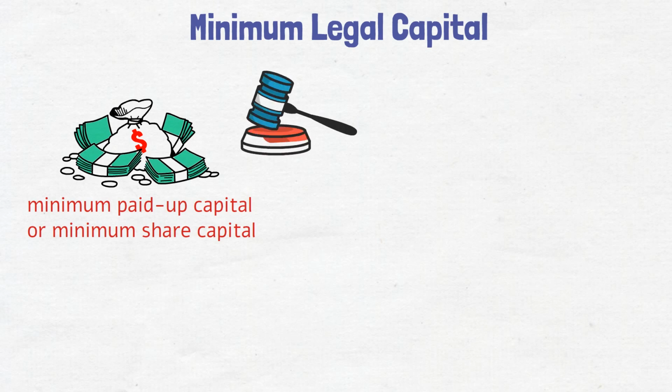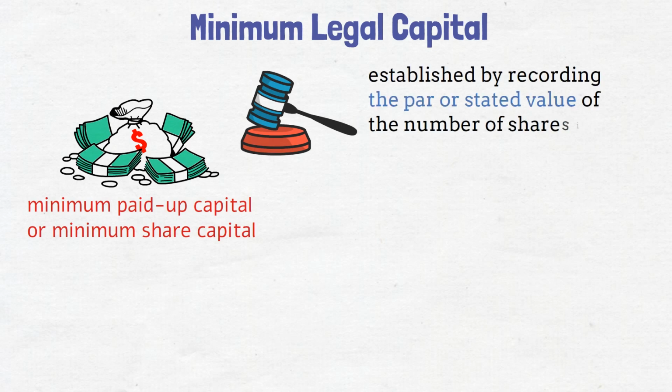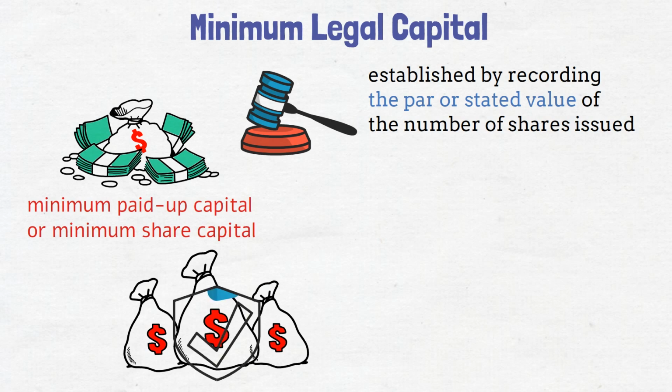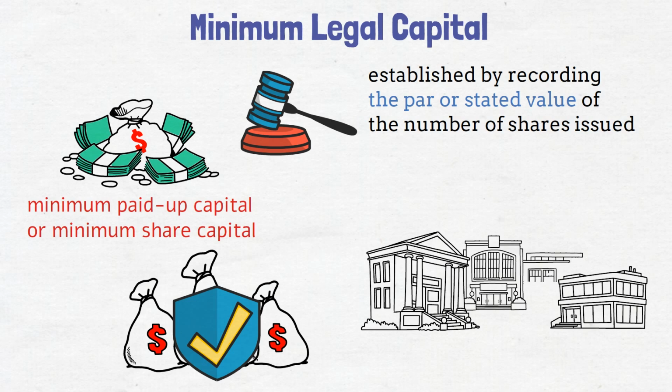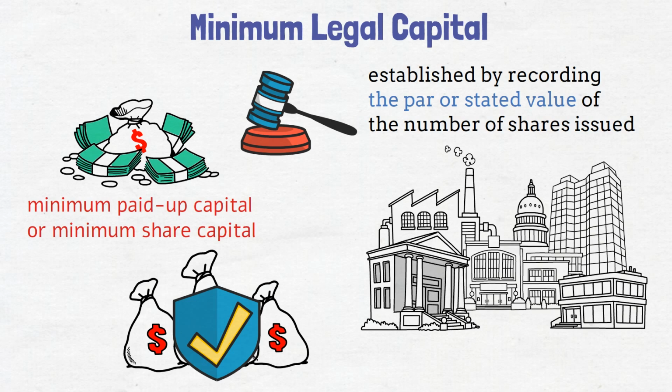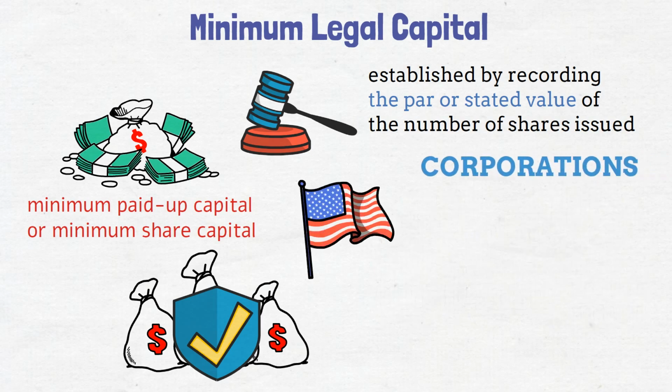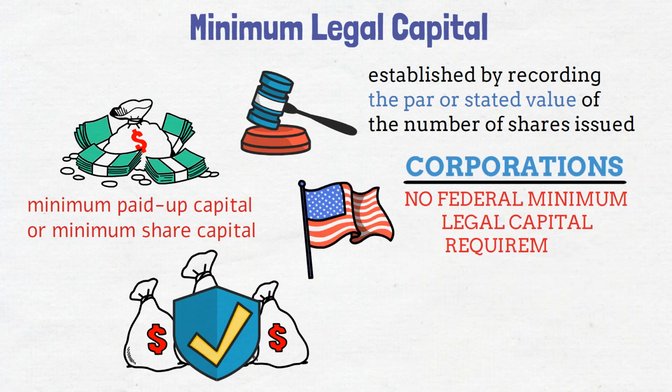Government regulatory bodies or other authorities may set it. A corporation's minimum legal capital is established by recording the par or stated value of the number of shares issued. In some jurisdictions, the minimum legal capital requirement is intended to protect creditors by ensuring that the company has sufficient funds to cover its debts in the event of insolvency. In other cases, the requirement may regulate competition or promote industry stability by limiting the number of companies that can enter a particular market. For example, in the United States, corporations have no federal minimum legal capital requirement.